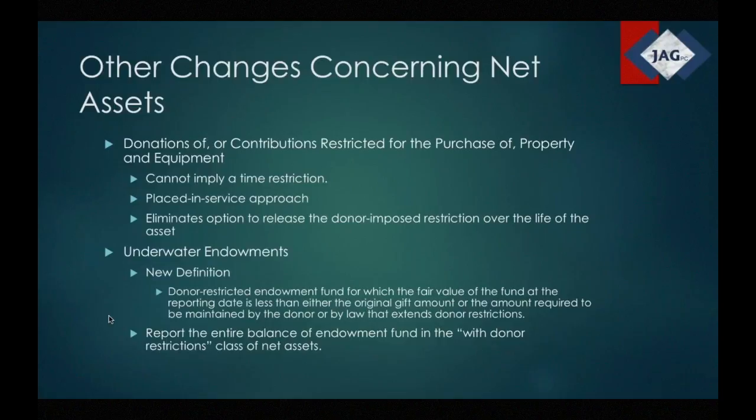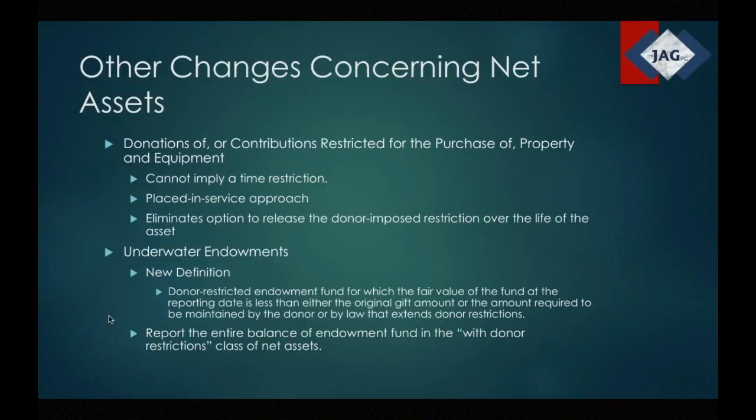The other part of this is if you have underwater endowments, there's a new definition. Underwater, and the definition is a donor-restricted endowment fund for which the fair value of the fund at the reporting date is less than either the original gift amount or the amount required to be maintained by the donor or by the law that extends donor restrictions.